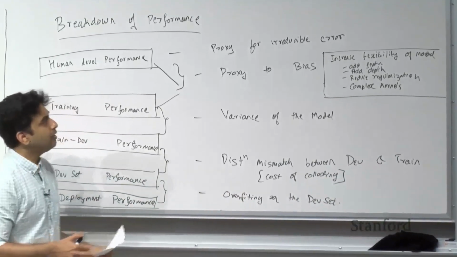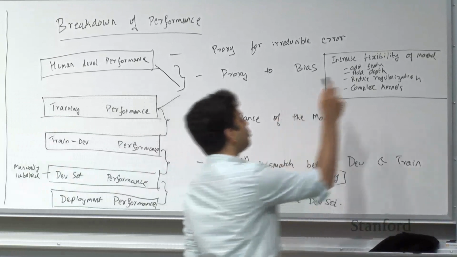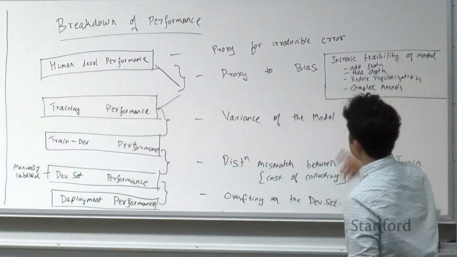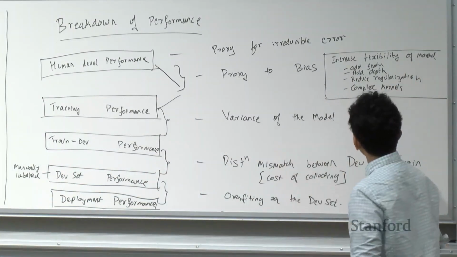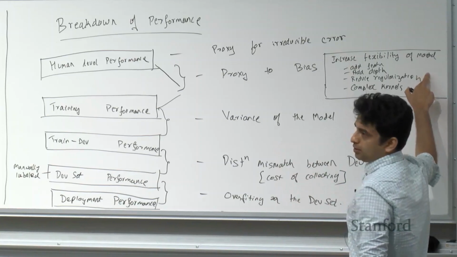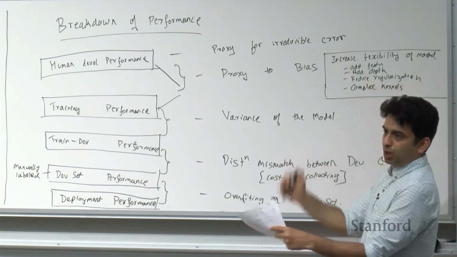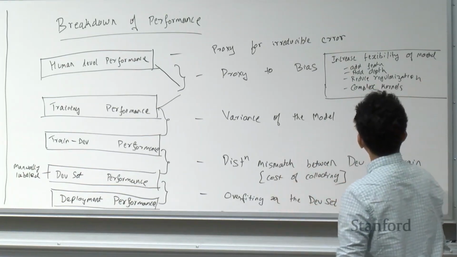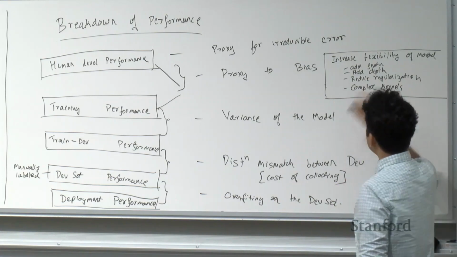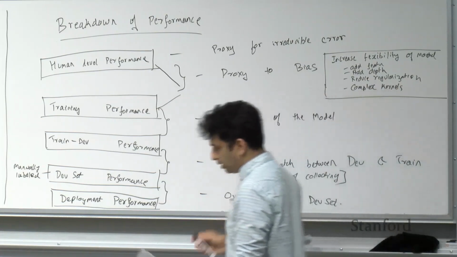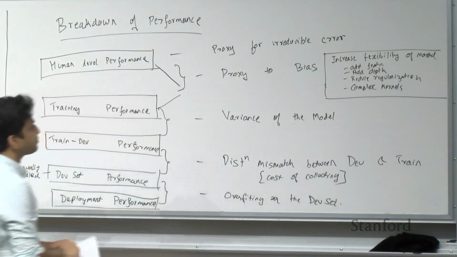So all these things, adding more features, adding more depth, adding more width in your neural networks, reducing regularization, because regularization pushes your model towards zero, and using more complex kernels. All these are different ways in which we can fight bias.